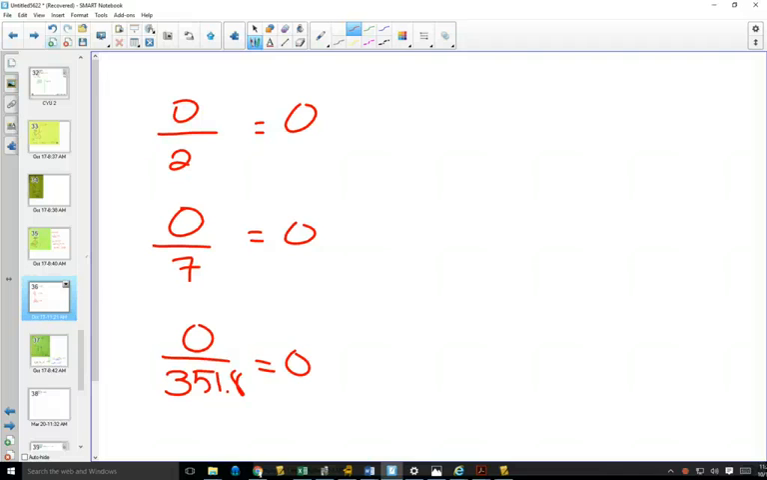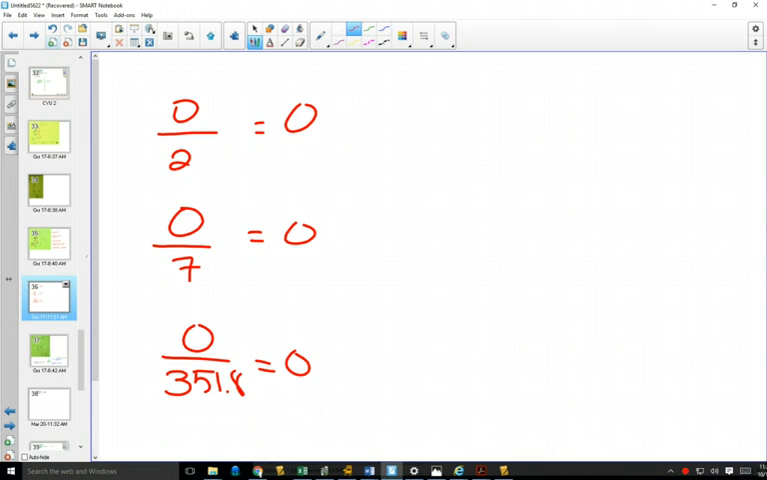is equal to 0. But the important thing is, if I make it 1 over something, can I put something on the bottom that would make it 0? No. Some people are tempted to put a 0 on the bottom, but that doesn't work. That's not allowed.